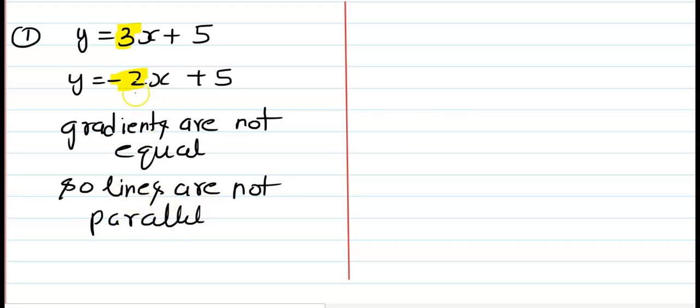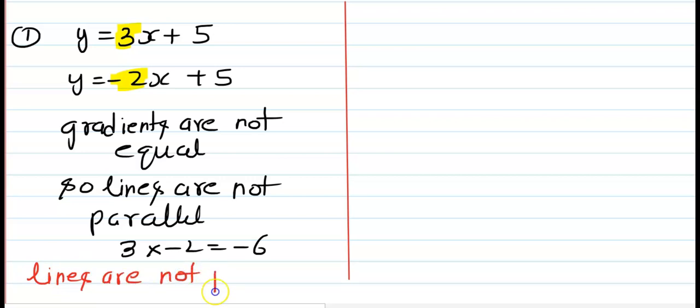And if you multiply them, 3 and minus 2, you get minus 6, you're not getting minus 1. So the lines are not perpendicular either.